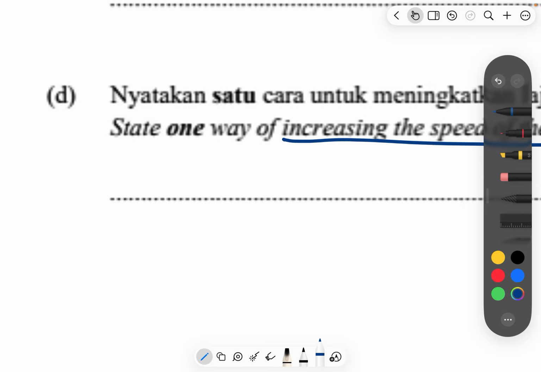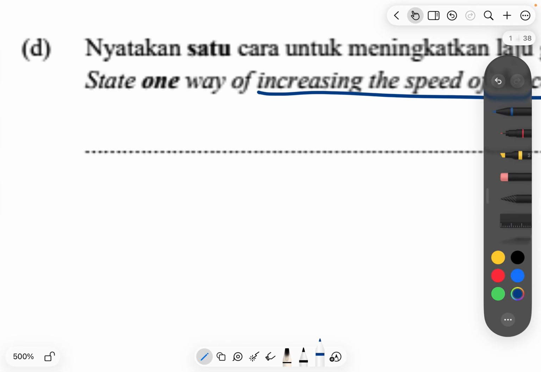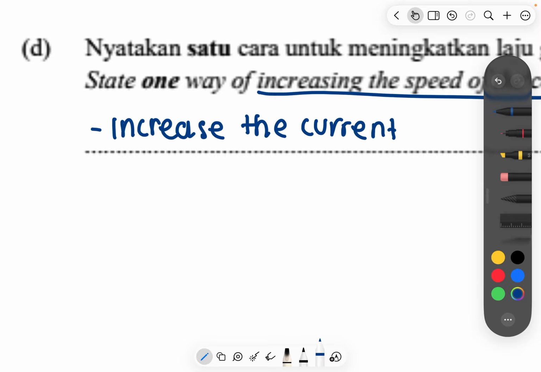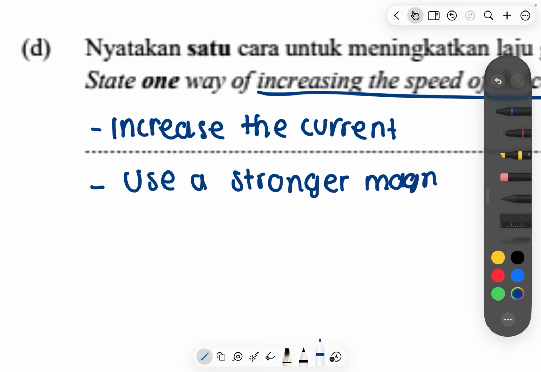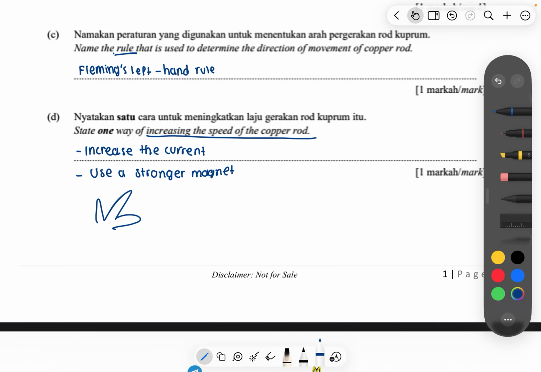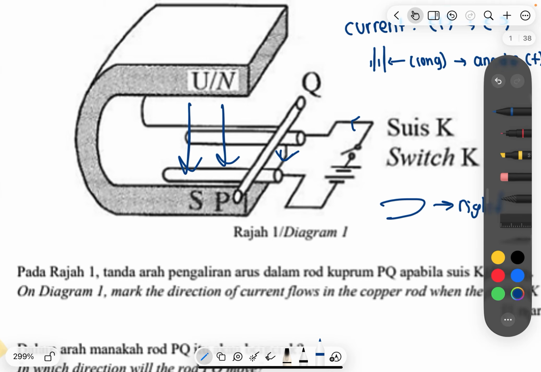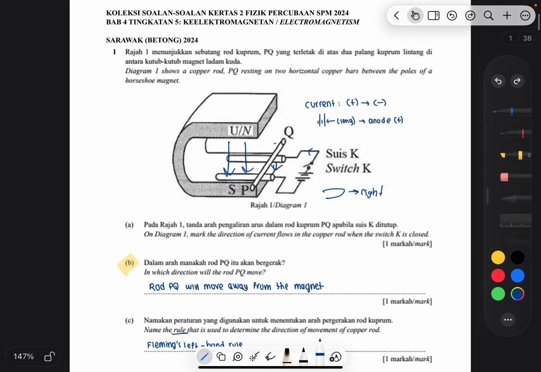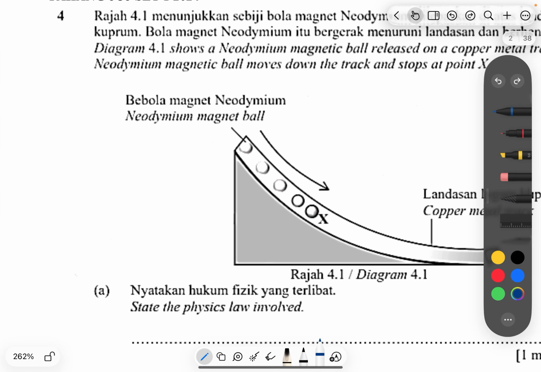So stronger magnetic field, larger force, larger current. Okay, so you can give either you increase the current or use a stronger magnet. Because remember, we are talking about Fleming's left hand rule, and you know how this represents the force, this represents the magnetic field, and this represents the current. So what affects the force? Of course it's the magnetic field and the current. So when you want to increase the speed of the copper rod, because you want it to have a higher force so it can move whichever way it moves faster, then you have to increase these factors.